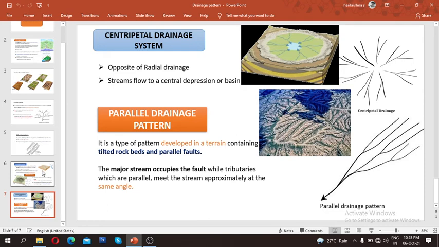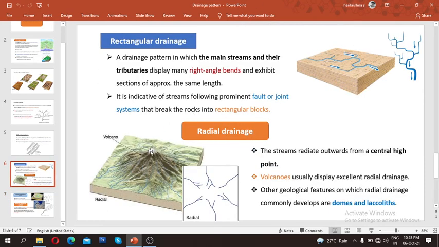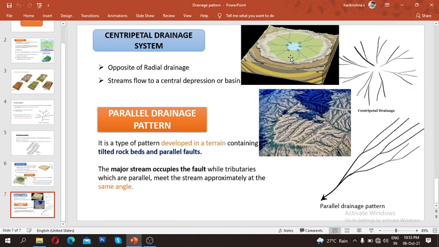Once again I am showing you the radial. Radial means it will be from one point. One common point will be there, and from this common point water is moving to different areas. Here you can see this common point. From this dome or from this common point water is moving towards different areas. That pattern is known as radial drainage pattern. Here you see from different locations water is moving towards a particular point, just the opposite of radial. This is known as centripetal, as the name indicates, centripetal drainage system.